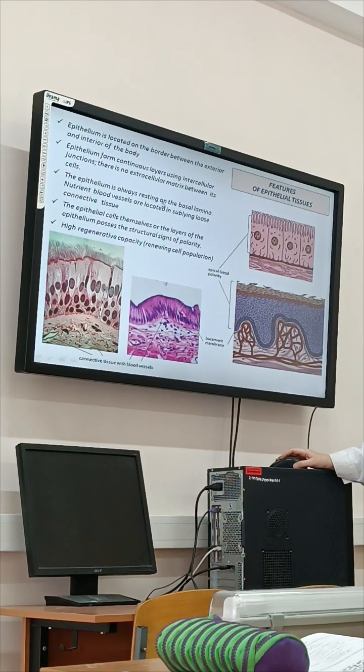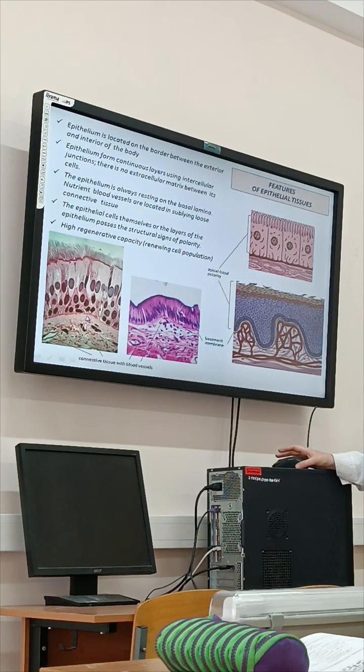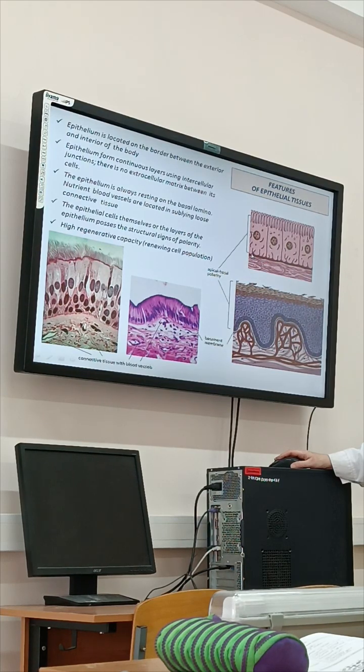Epithelium is always resting on the basal lamina. Between epithelial tissue and underlying connective tissue, we can find basal lamina. Basal lamina is a very important structure, and it polarizes cells. That's why such a cell has different surfaces. The surface that faces the basal membrane we name basal, the opposite apical, and the others lateral. Such polarization of a cell is possible only in epithelial tissue.